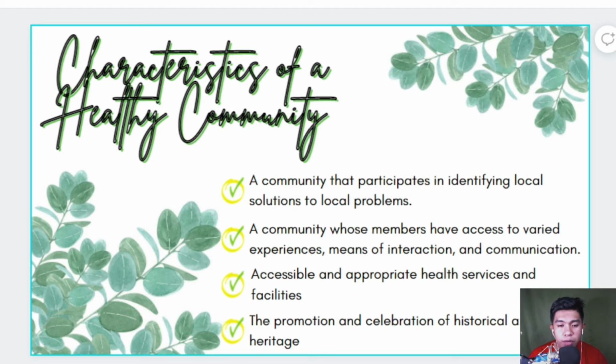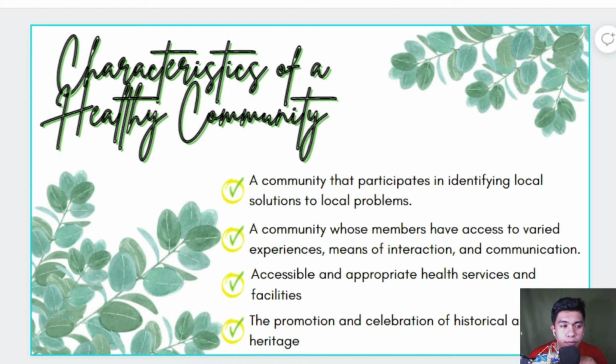The next one, we have here a community that participates in identifying local solutions to local problems. So, hindi ka lang naman basta tumitira dun sa community na yun or hindi ka lang basta member ng community na yun. You are a member of that community. Of course, you need to help in solving all the problems. That's why kahit nga bata, talagang meron kang silbi talaga, no? Or dapat meron ka talagang nagagawa for us to help the community, for us to help to protect the environment, and so on.